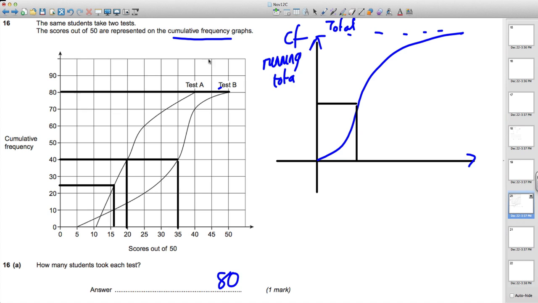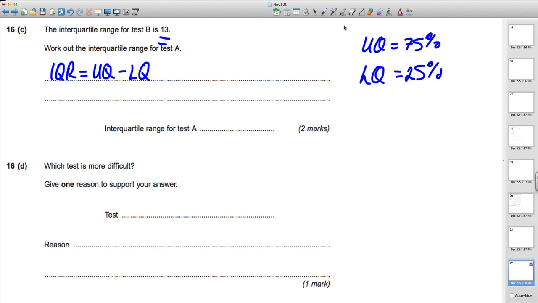And sorry, no, it wouldn't happen at 25. A quarter of 80, so I'm thinking of a quarter of 100. A quarter of 80 is 20, so it would happen here at 15, and the upper quartile must happen at 60, which is 25. So it's 25 take away 15. So it would be 25 take away 15, which is 10.